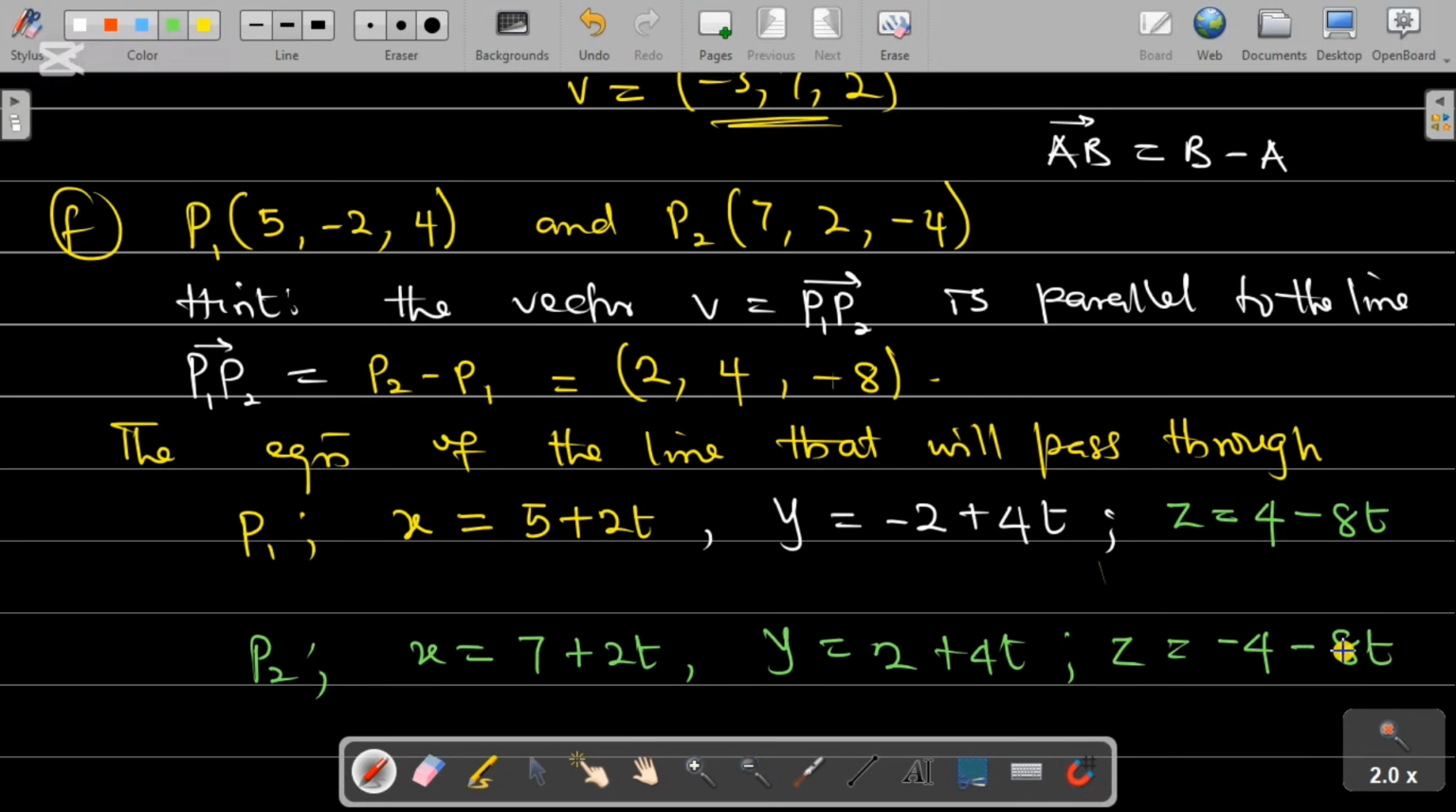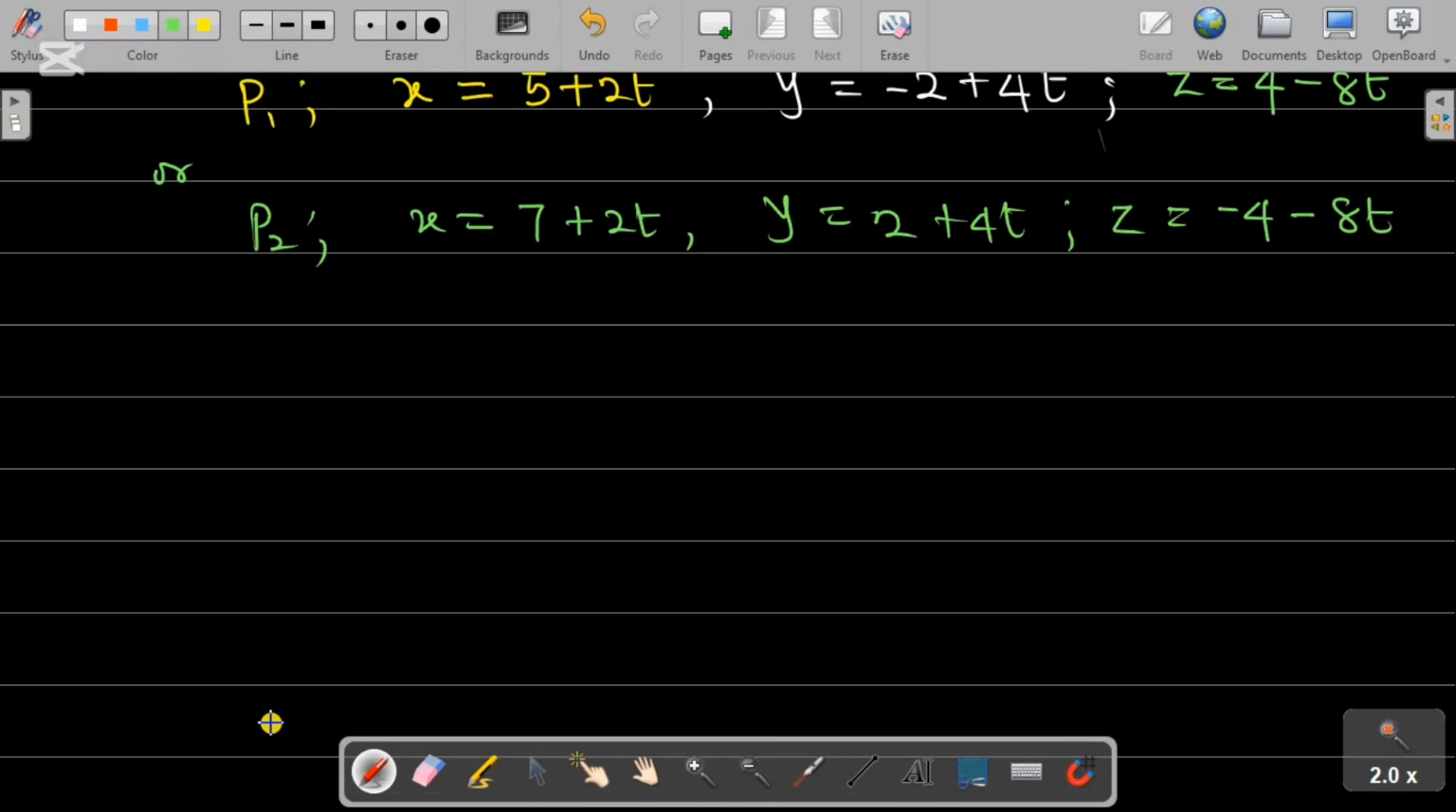And you can always see that almost all of them are the same except the signs here and then this part of x. So this is the equation of the line that will pass through point P1 and the one that will pass through point P2. So it's important that you take notes of them. And of course they said it should pass through the two of them, so you can actually write either P1 or P2. Okay, and that is that for F.